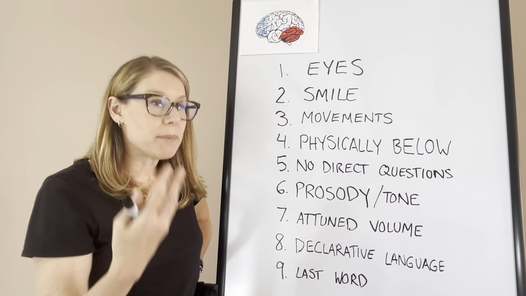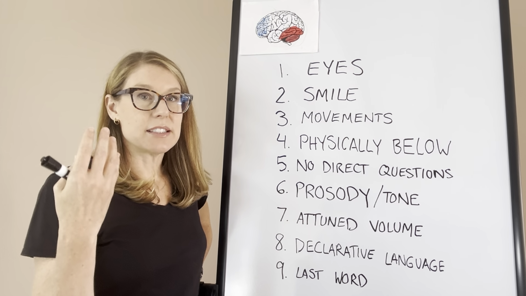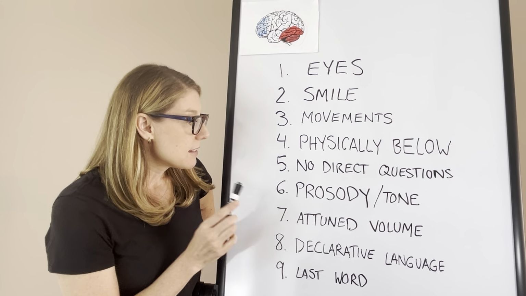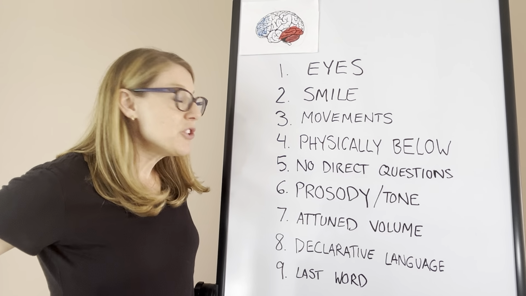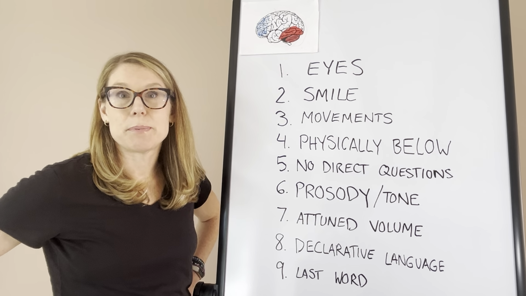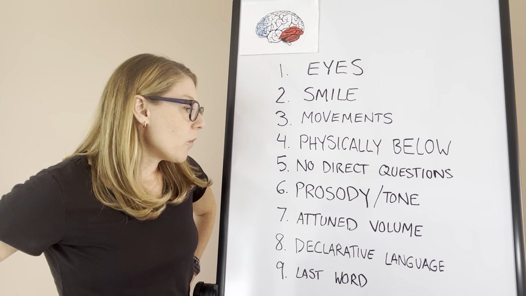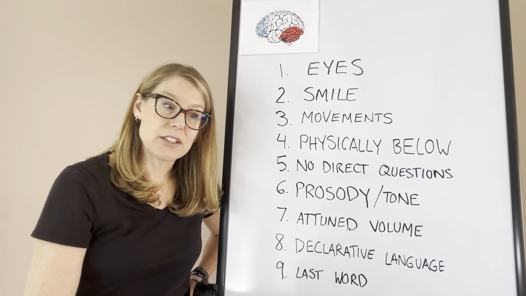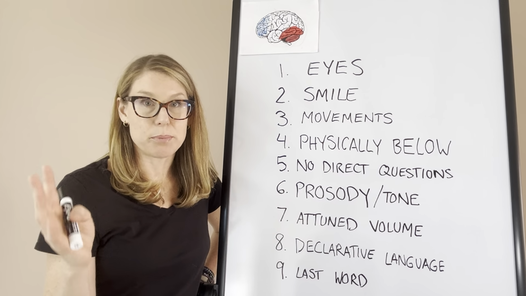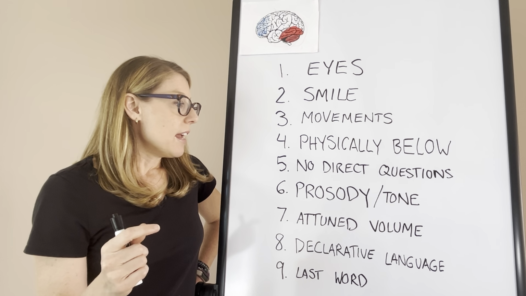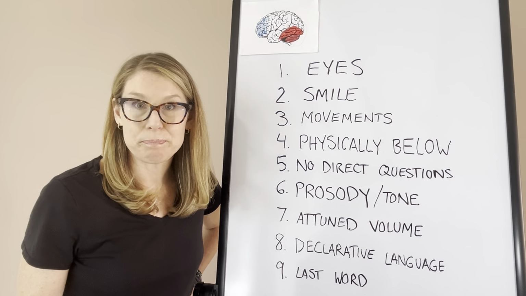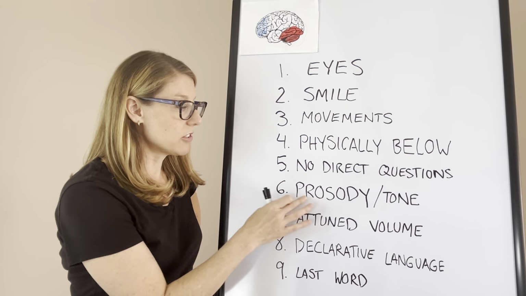We're just experimenting with creating a sense of felt safety in the environment. Okay, 7, attuned volume, and this is going to be experimental as well. So one of the things that, according to polyvagal theory, can signal threat to our subconscious brain as a mammal is having lots of shifts and increases in volume rather than the sing-songy.